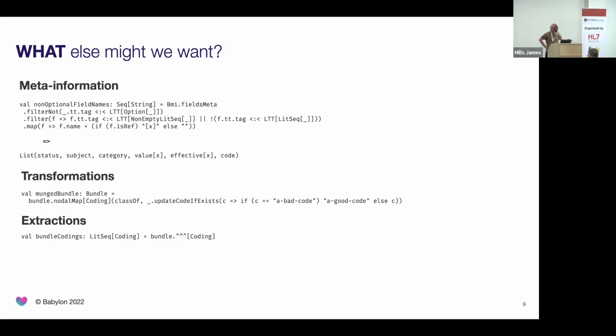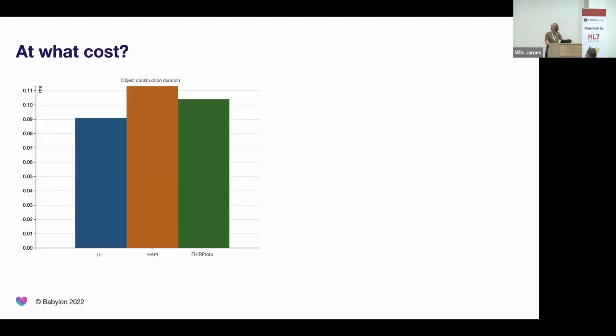And one thing I should definitely have put on this slide is that the library is fundamentally an immutable model. So all of these things are creating transformed versions. You cannot mutate the underlying object. And what does it cost? This is object construction duration. I'm benchmarking here, a pretty loose benchmark, not the most refined ever. But we've got Lit, HAPI, and then FHIR proto, and they're all pretty similar.